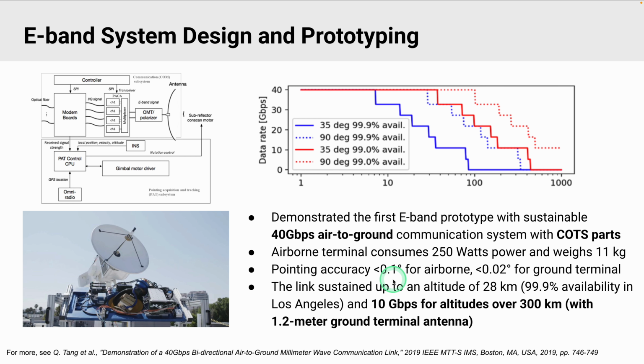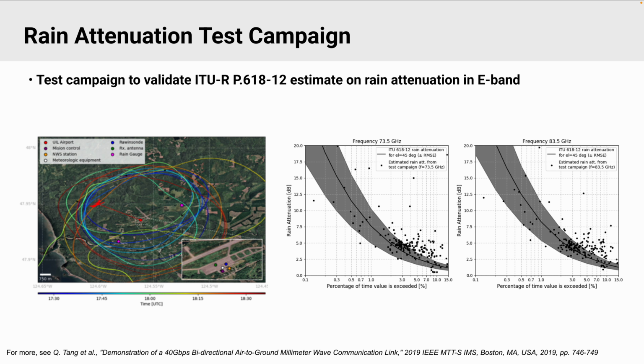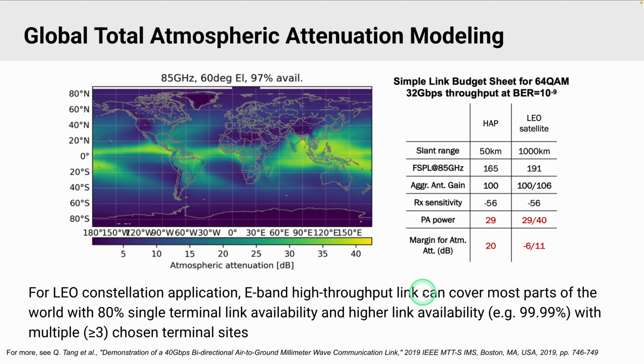Earlier, we prototyped an E-band system using commercially available components. We demonstrated a system capacity of 40 gigabits per second air-to-ground, and the link sustained 10 gigabits per second over a distance of 300 kilometers with high link availability. We also ran extensive flight testing and validated the ITU models for rain loss. This was done in Gilliard, a small town near Seattle, for a week, confirming the reliability of our system in real-world scenarios.